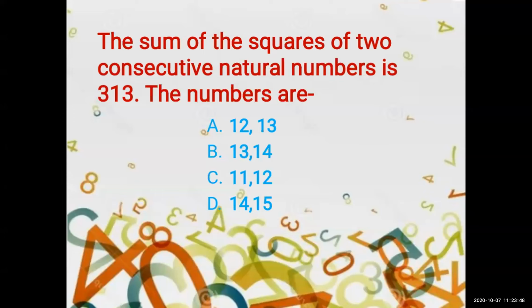The sum of the square of two consecutive natural numbers is 313. The numbers are option A, option B, option C, option D. Yes, from audience, who has raised the answer? Aryan. Okay, Aryan, you can tell the answer now. Sir, option A, 12 and 13. Option A. Yes, Samriddhi, you want to change the answer? No. Okay, it is final answer.